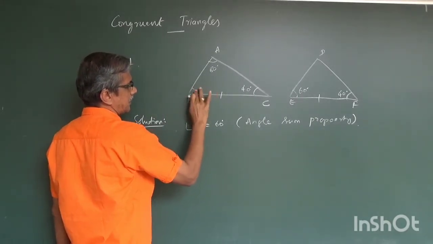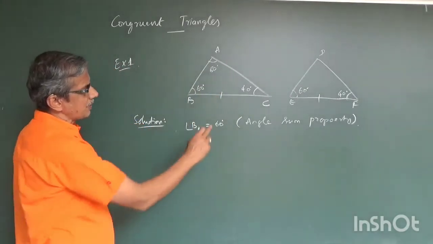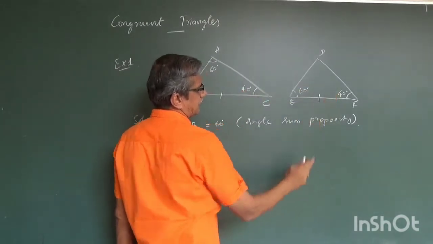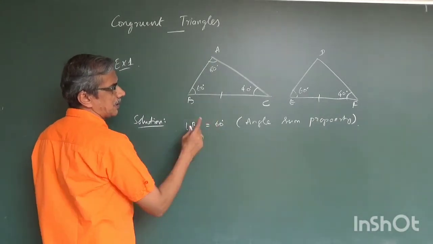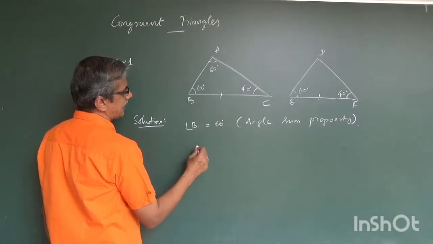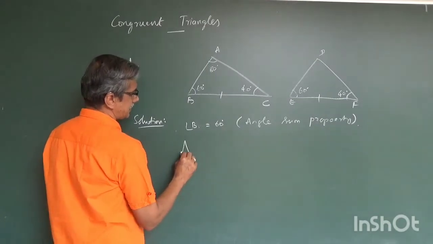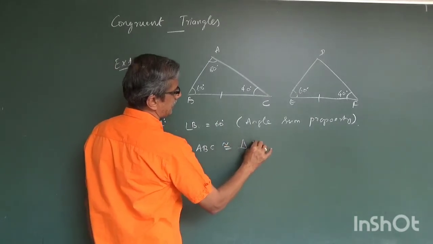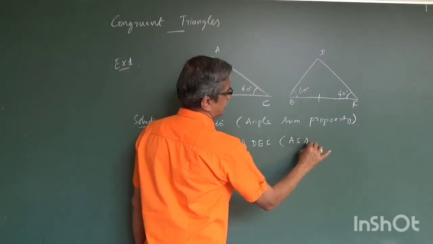This was not given, so now I will mark it. I am marking it. Now you can see that this is angle side angle. So I have found this, and after this I can prove that they are congruent by angle side angle. How do I write? I write like this. Triangle ABC is congruent to triangle DEF by angle side angle.